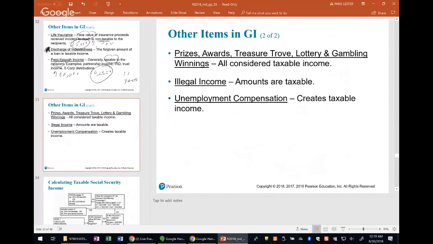Okay, anybody ever win a prize for anything? Prizes, awards, treasure, triplet, lottery, gambling, weddings. All right, first off, gambling winnings are taxable.